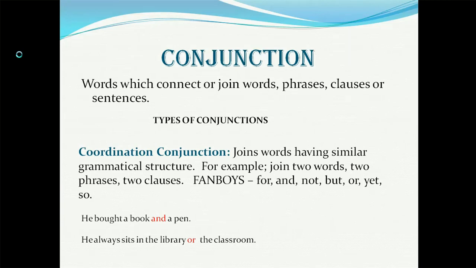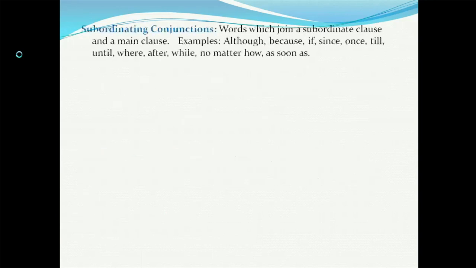He bought a book and a pen. He always sits in the library or in the classroom. Next one is subordinating conjunctions. The subordinating conjunctions will join a subordinate clause and a main clause. Examples are although, because, if, since, once, till, until, where, after, while, no matter how, as soon as. All the shops were closed because we were late.